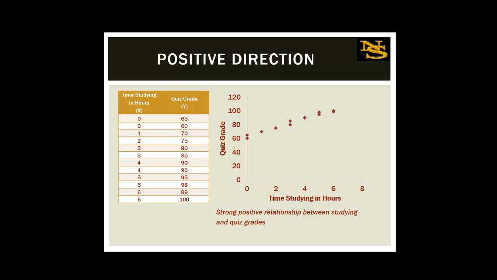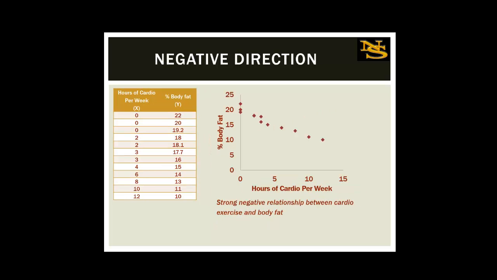So back to the time studying and quiz grades, this would be considered a positive relationship. You study more, your quiz grade tends to improve. When you plot it out, you also see that there's an upward slope. Then there's negative direction. So remember, it's changing in the opposite way. So as you do more cardio, your body fat tends to decrease. And when you plot it out in a scatter plot, you can see a downward slope on your scatter plot.